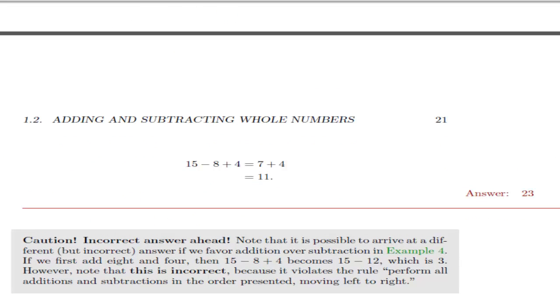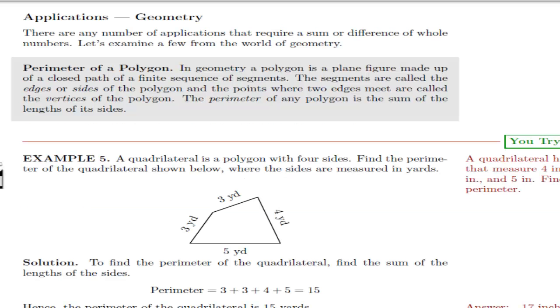Caution! Incorrect answer ahead. Note that it is possible to arrive at a different but incorrect answer if we favor addition over subtraction in example 4. If we first add 8 and 4, then 15 minus 8 plus 4 becomes 15 minus 12, which is 3. However, note that this is incorrect, because it violates the rule: perform all additions and subtractions in the order presented, moving left to right.